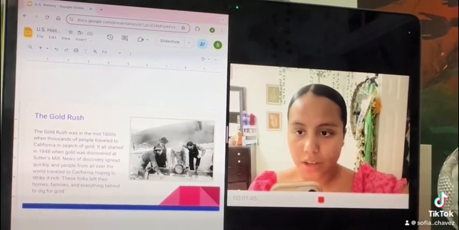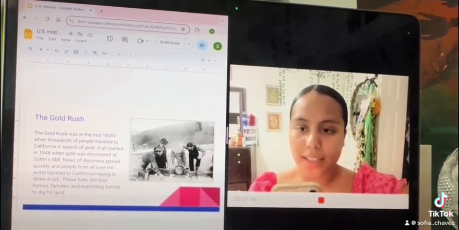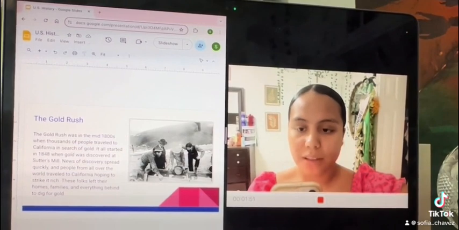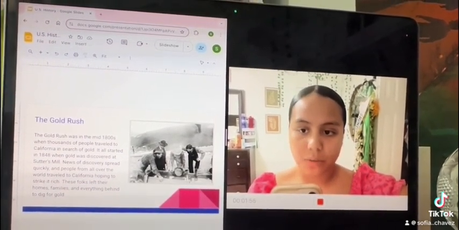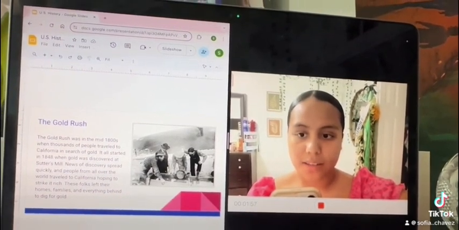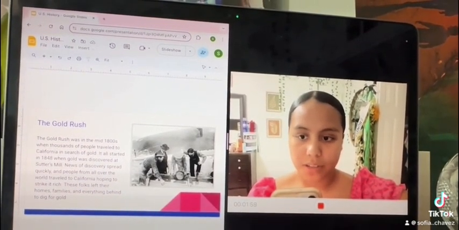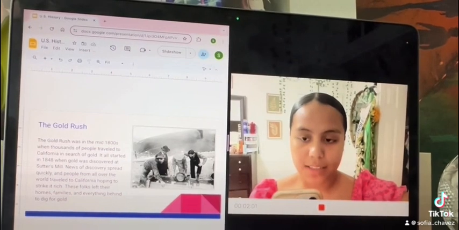The Gold Rush. The Gold Rush was in the mid-1800s when thousands of people traveled to California in search of gold. It all started in 1848 when gold was discovered at Sutter's Mill. These folks left their homes, families, and everything behind to dig for gold.